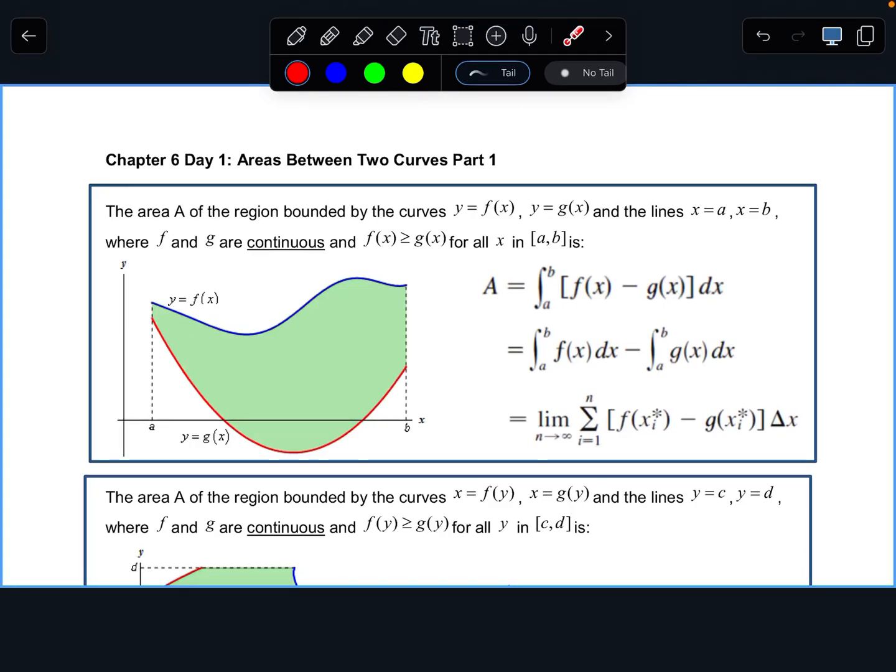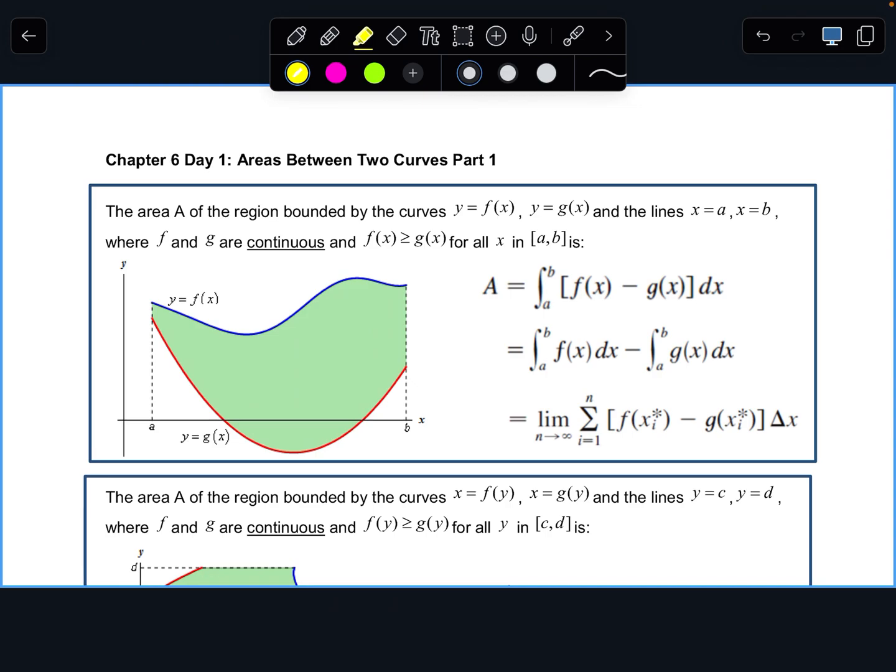Curves. Here we go. There's usually one of these on the FRQ. One of your FRQs is going to be on area and volume. They're going to combine everything in this unit on one question. So it kind of depends on what they want you to do.